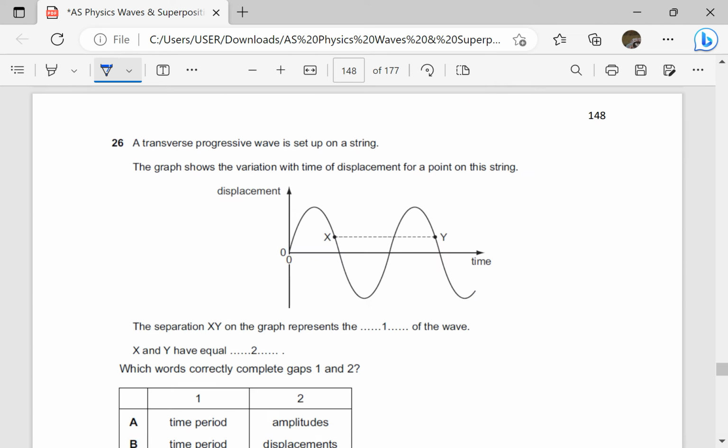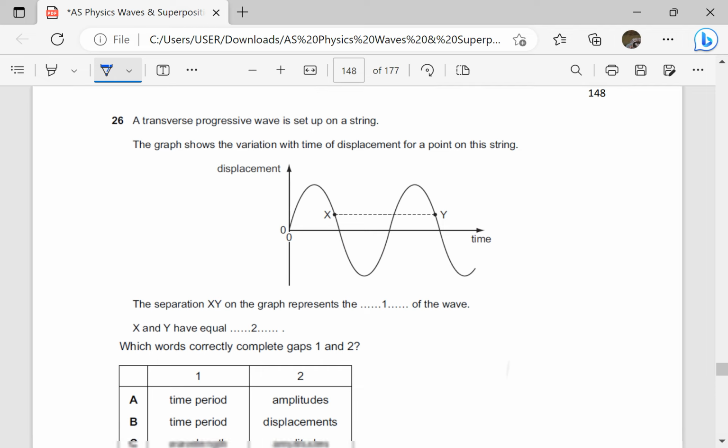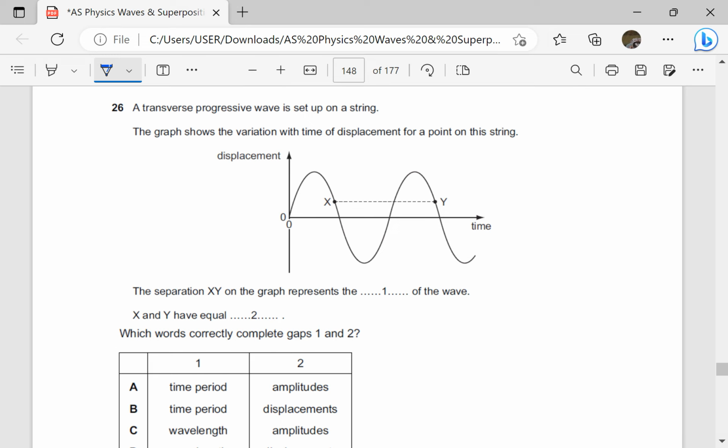A transverse progressive wave is set up on a string. The graph shows the variation with time of the displacement for a point on this string. So it is displacement against time. The separation XY on the graph represents the dash of the wave. X and Y have equal dash.